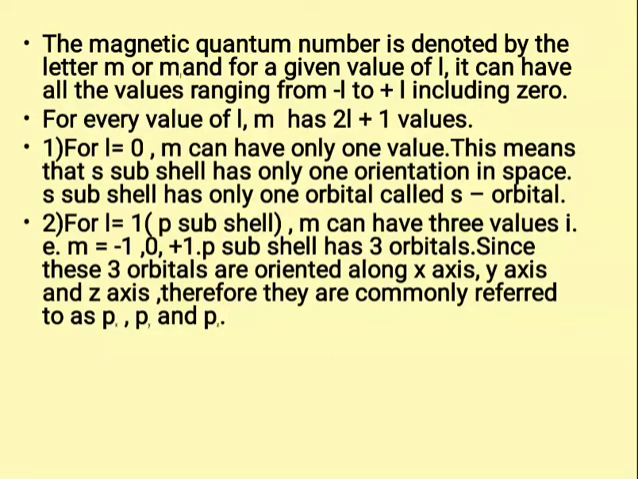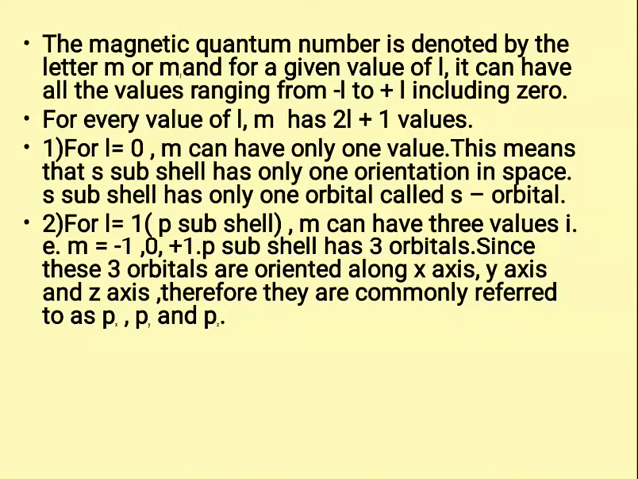And when m equals minus 1, we can refer to it as px or py. Similarly, when m equals plus 1, we can refer to it as px or py. Means we can interchange these values, but for m equals 0, we refer to it as the pz orbital. So these are the three orbitals of the p subshell.